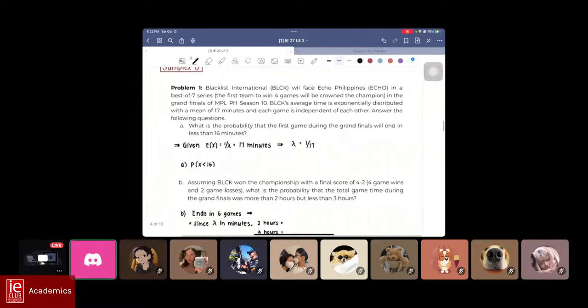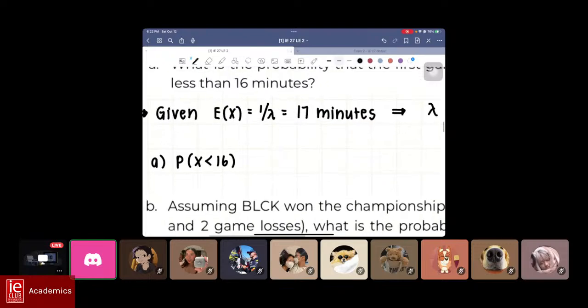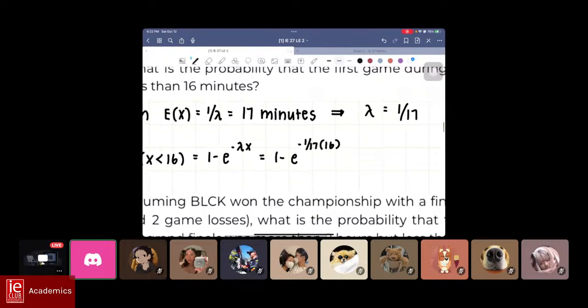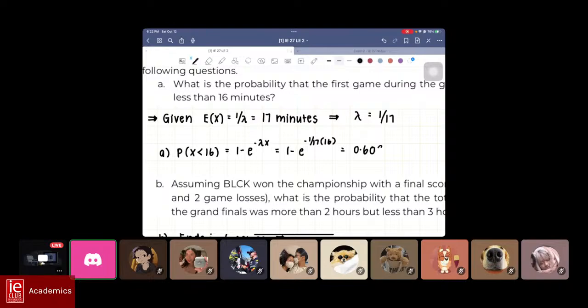So if it didn't explicitly state na it's the mean, pero you know it's 17 minutes, and since that's not discrete, it's kind of a clue na rin na your lambda can't be 17 minutes, since lambda is always discrete na. So usually you get the reciprocal of that, so 1 over 17. And then it's asking here, what's the probability that the first game during the grand finals will end in less than 16 minutes? So plugging in the formula lang, it will become 1 minus e to the negative lambda times x. So that's 1 minus e to the negative 1 over 17 times 16, which is equal to 0.6098.